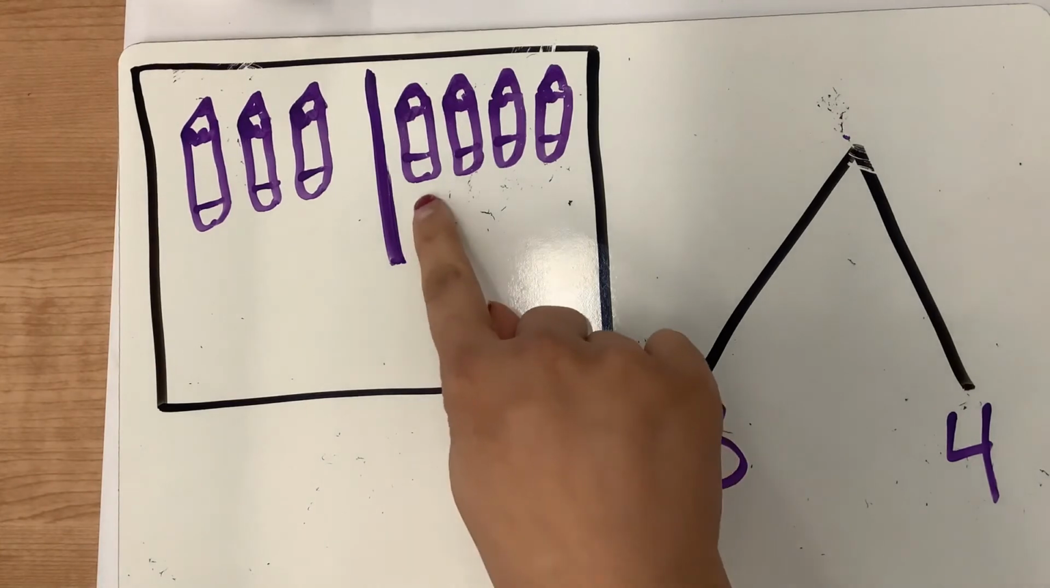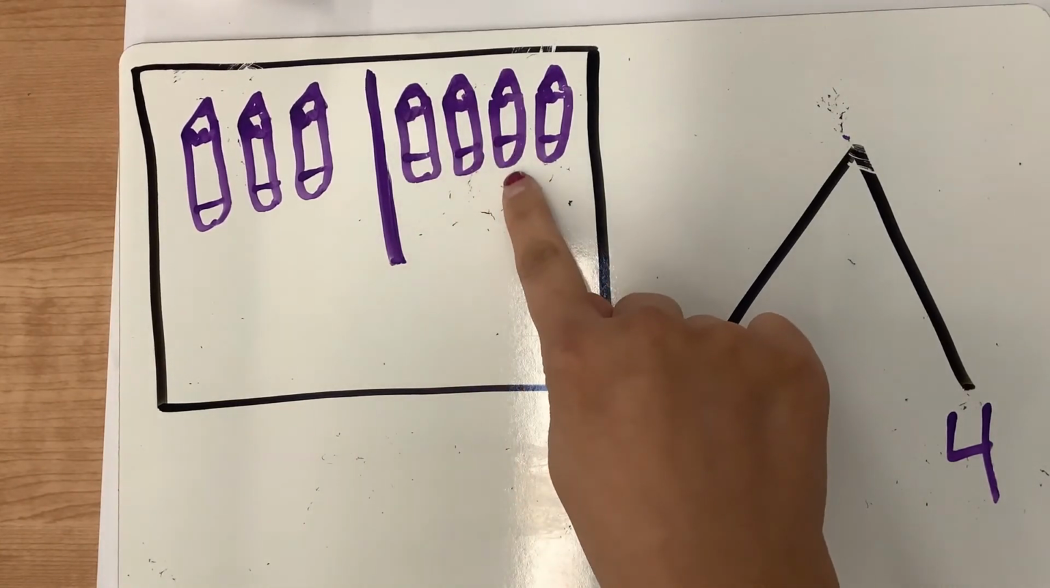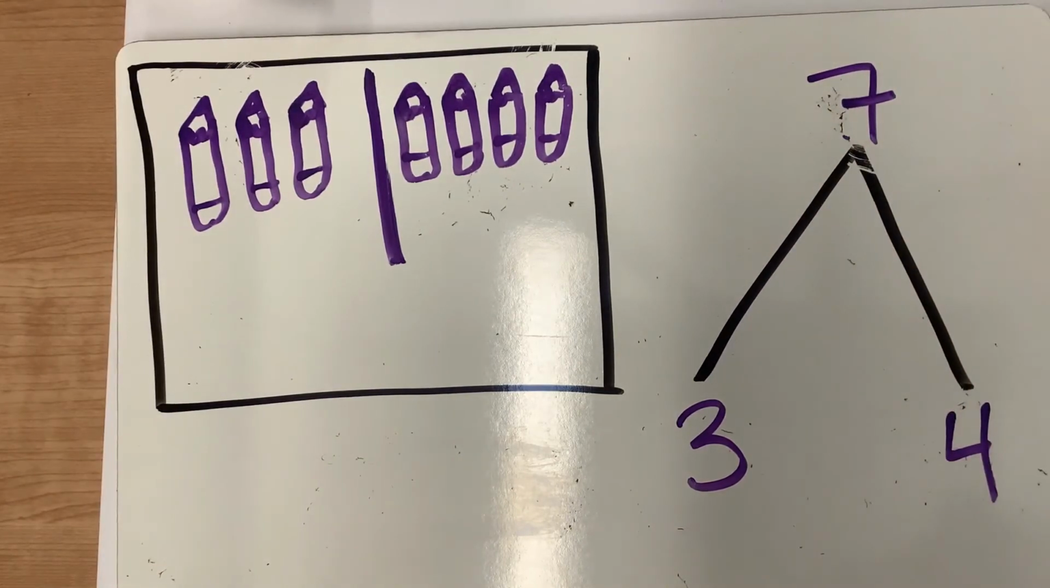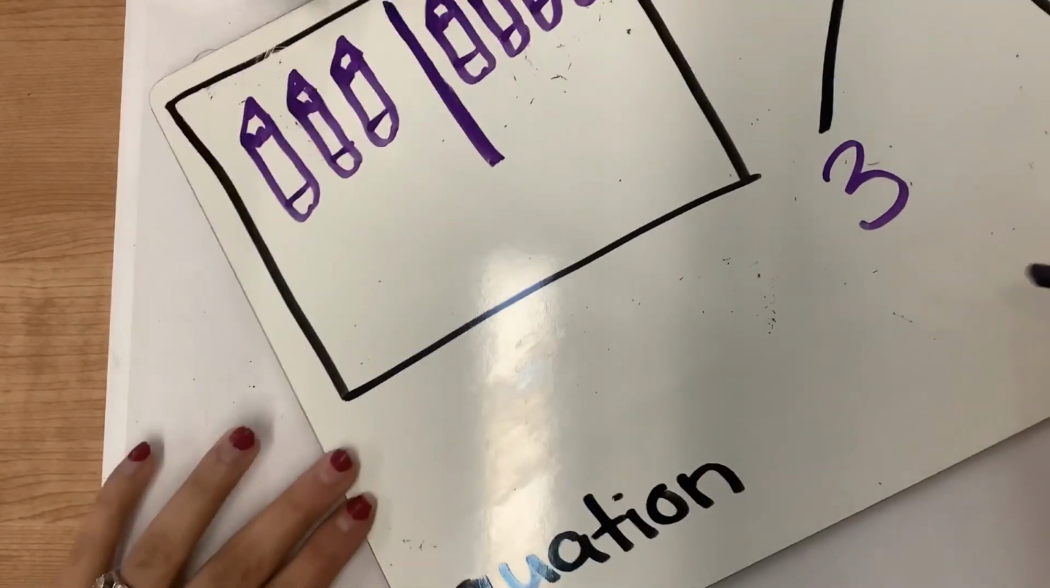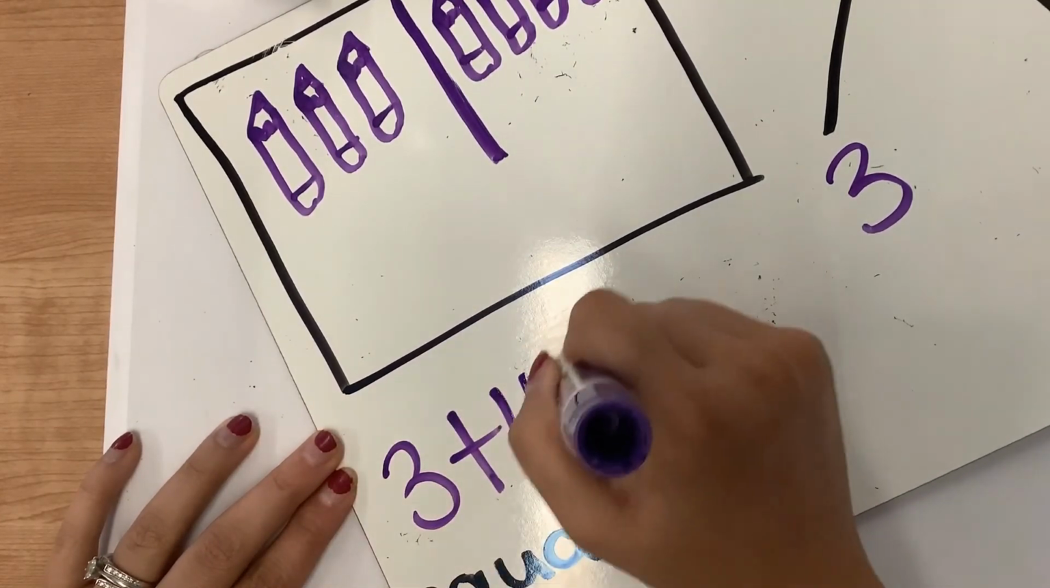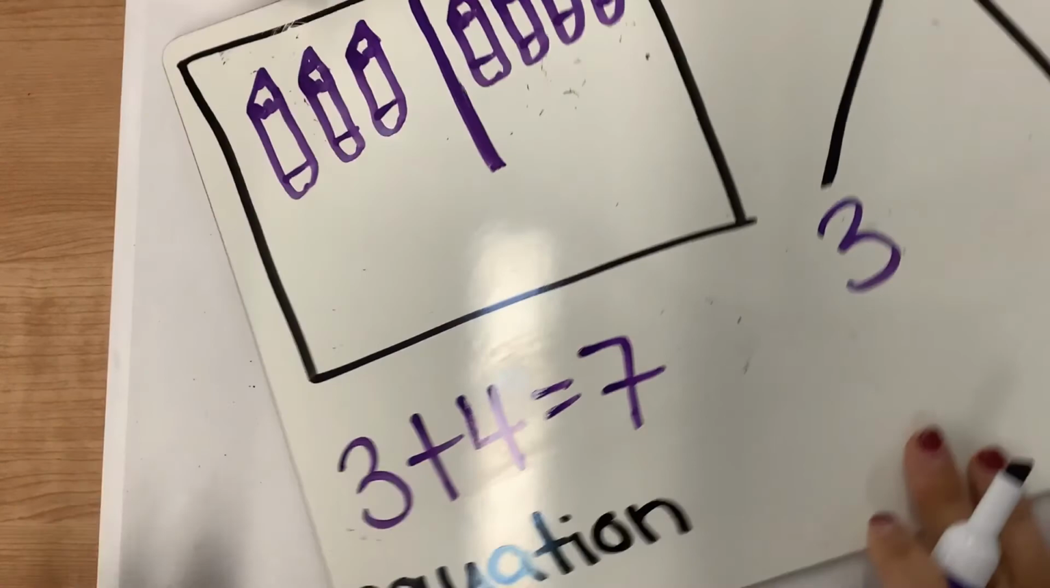So I'm going to put 3 in my head and count on. 3, 4, 5, 6, 7. Together, we bought 7 pencils. Let me write that equation right here. 3 plus 4 equals 7.